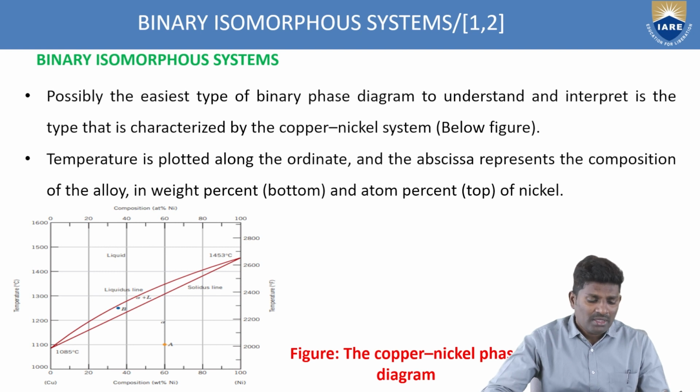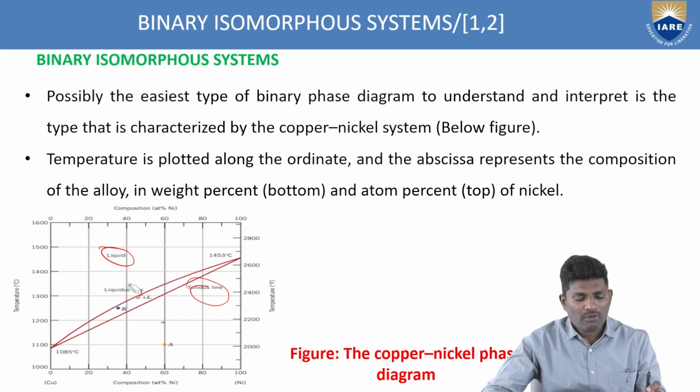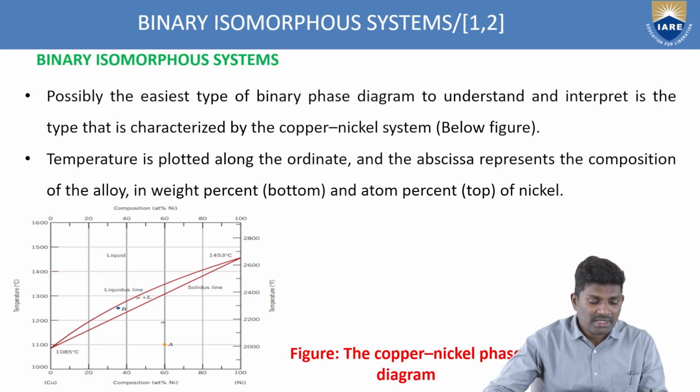Now you have the different phases here. You have the liquid phase and you have the solid phase and the liquidus line. You have the combination of both. Okay, now if I want to know the composition at 1400 degrees centigrade, what I have to do is draw a vertical line.